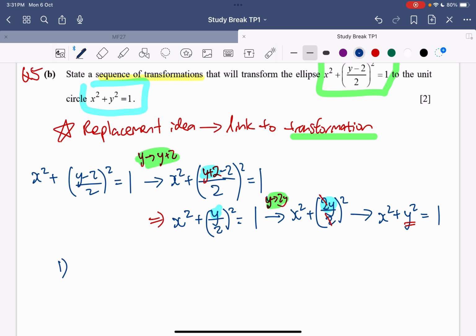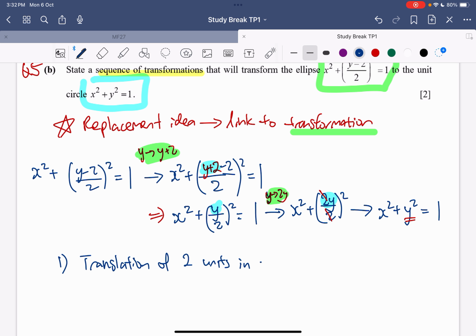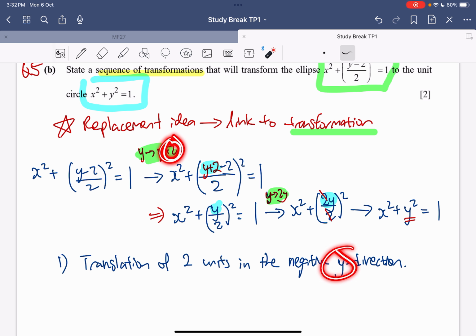Okay, so this one, the order of the transformation is important. Step 1, it will be a replacement of y by y plus 2. So this is a translation. And we replace by y plus 2, so it's 2 units. In which direction? Idea of opposites: if here is plus, here is a negative y direction. Never say negative 2 units because units are all positive. So 2 units in the negative y direction. Idea of opposites. If here is plus, here will be minus.